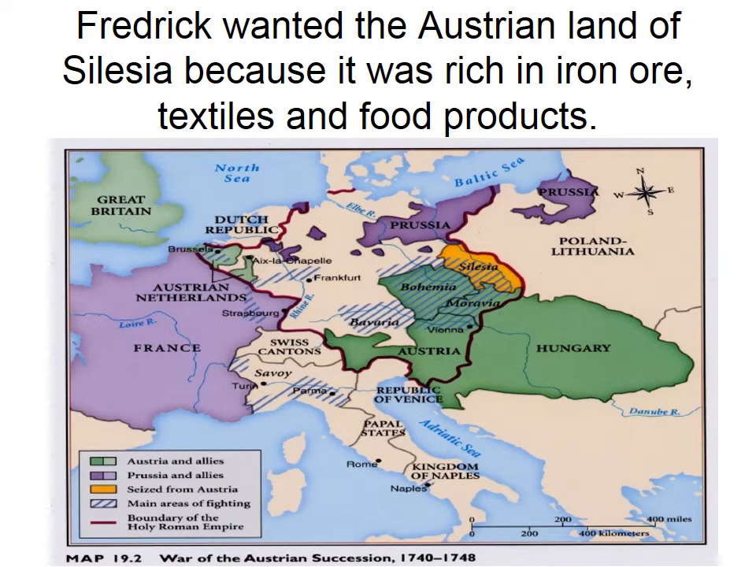Frederick also wanted the Austrian land of Silesia. You can see here on this slide, Silesia is the area in yellow. You see Austria in green in the south, Prussia is in purple in the north. And the thing about Prussia is they were not rich in any type of raw materials. They really didn't have a lot going for them, except the fact that they were on the Baltic Sea, which is usually covered by ice.